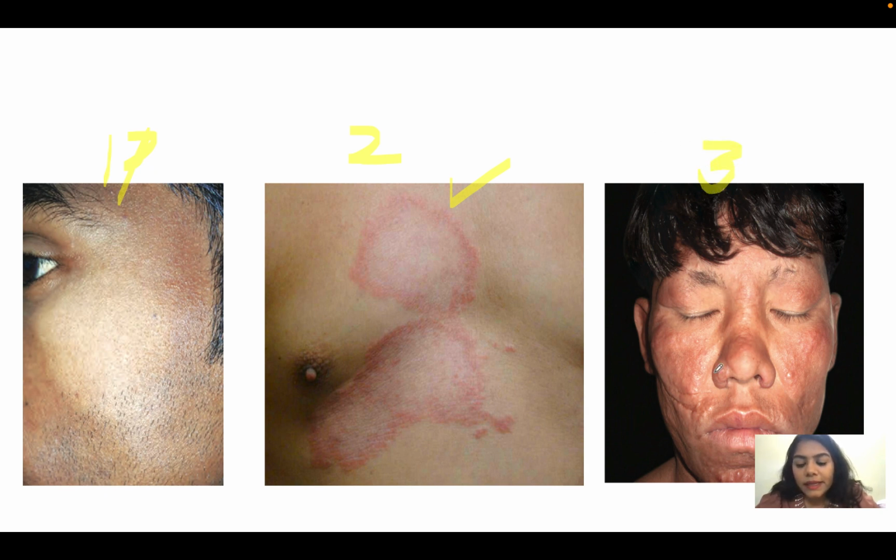This third case was a case of lepromatous leprosy. Here you are seeing that there are a lot of nodules on the face, and these nodules are coalescing together, and this is giving a lion-like appearance to the face. This kind of appearance is called leonine facies, and it is characteristic of lepromatous leprosy.